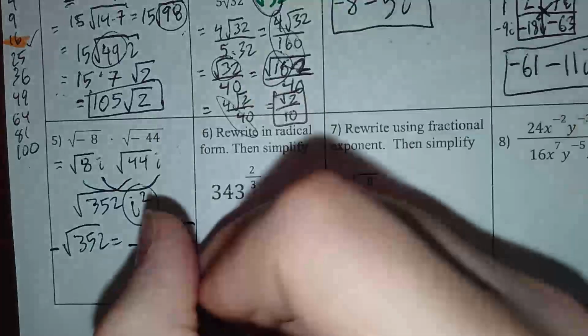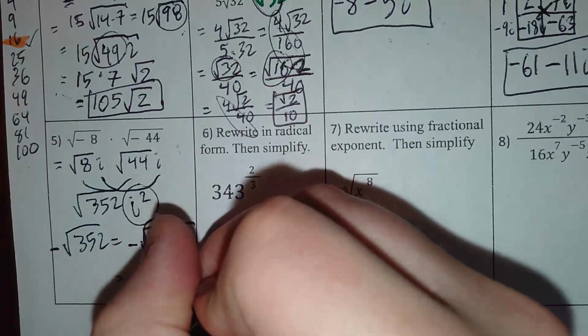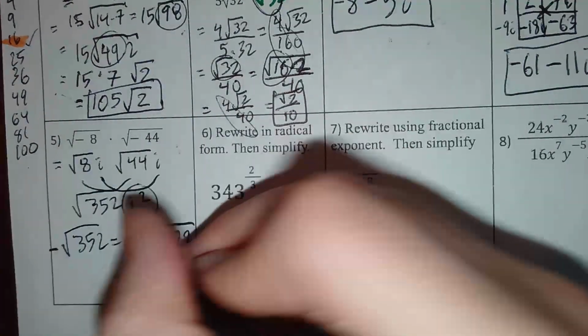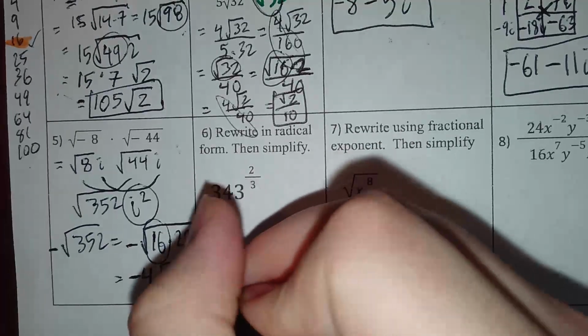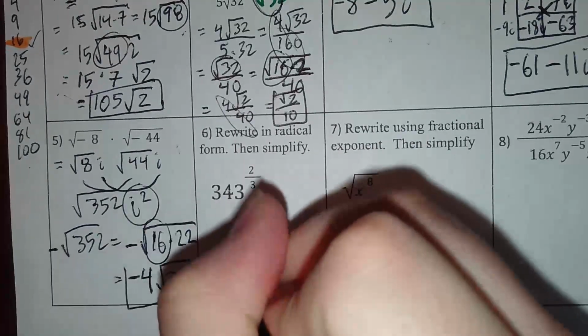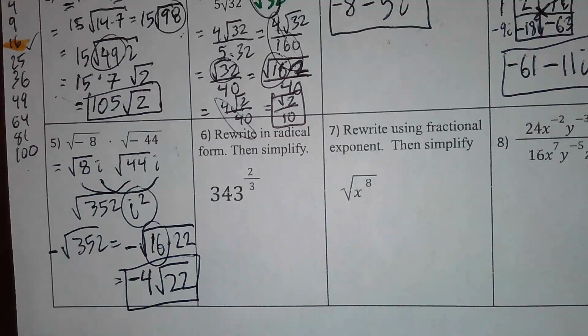Well, what is the square root of 16? The square root of 16 is 4. And since there's a negative out there, we're going to get -4. And then 22, I know, cannot be simplified any further. So that's going to be the answer for number 5.